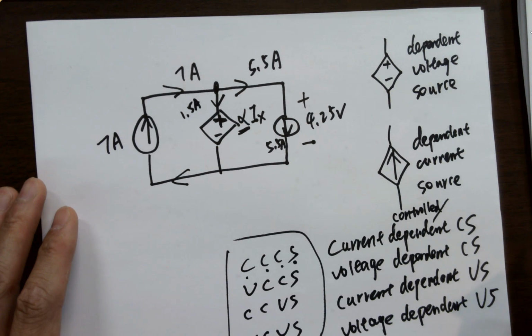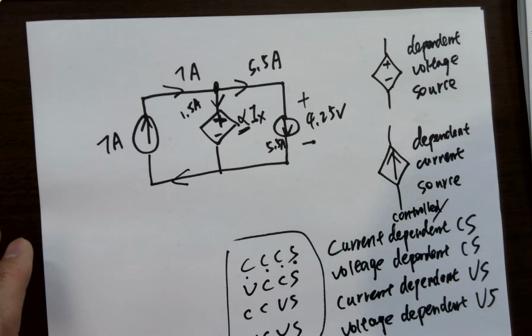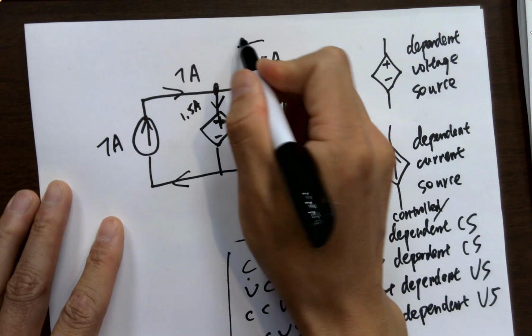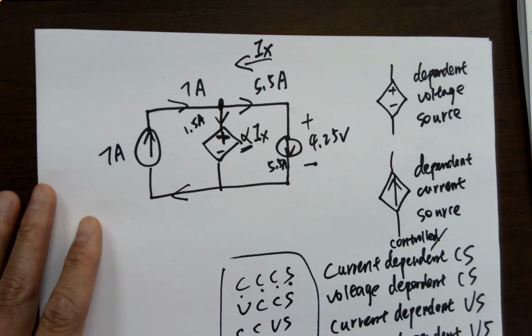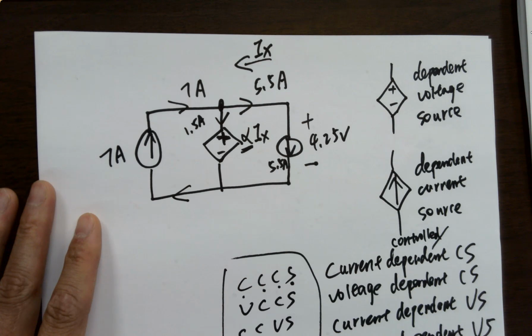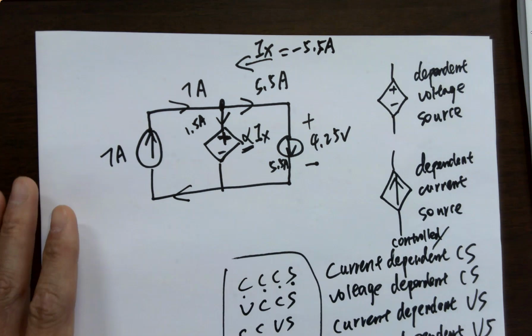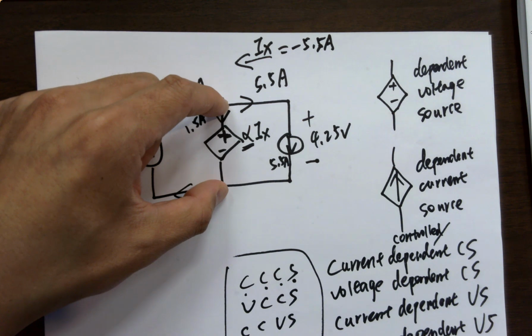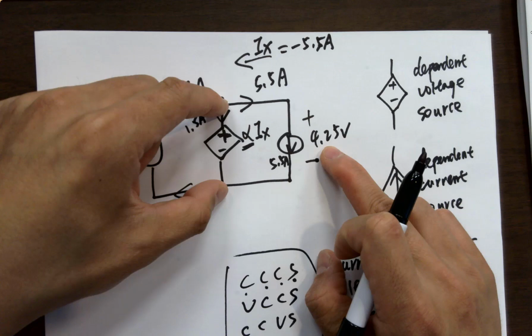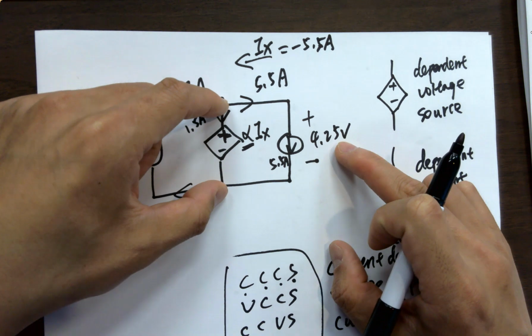Is it good enough to calculate alpha? What is Ix? Oh, Ix is here. It labeled Ix that way. Sorry, Ix flowing right to the left. So what is Ix? What is the voltage across it? What's the voltage here? It's given. It tells you the voltage across these 2 terminals of the current source is 4.25 volts.